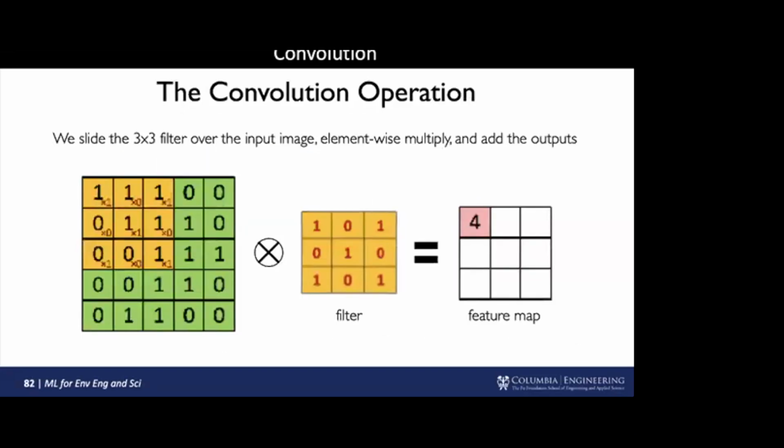Okay, so let's do an example calculation. First, we place this 3 by 3 filter on the top of the image, so it overlaps here. Then we multiply each image value by the corresponding filter value, do the calculation, and sum all results together. So in this example, the result here is 4, right?